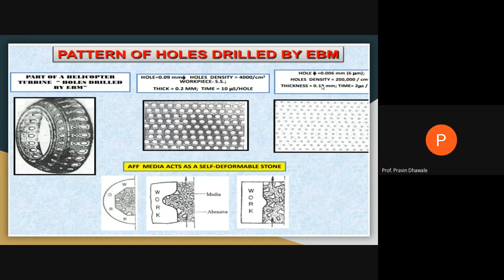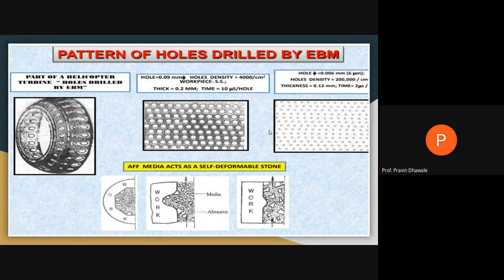See here, what is the magic that will be prepared by using the electron beam machining? How smaller size holes are to be produced? What will be its density within a very small area?